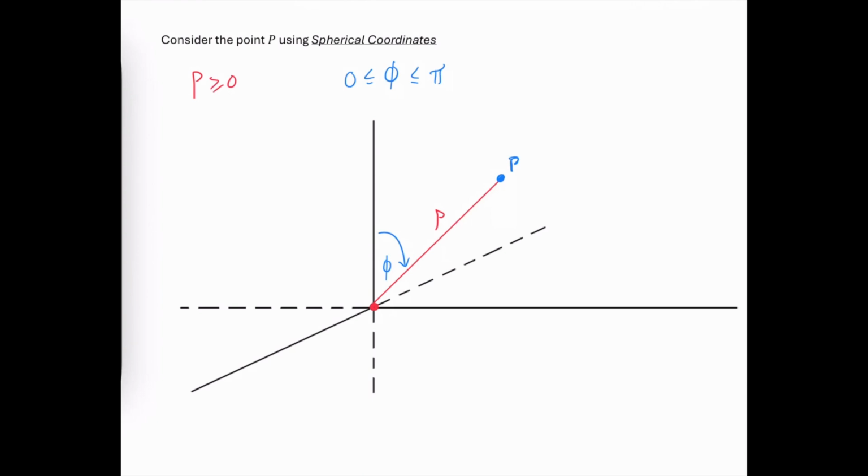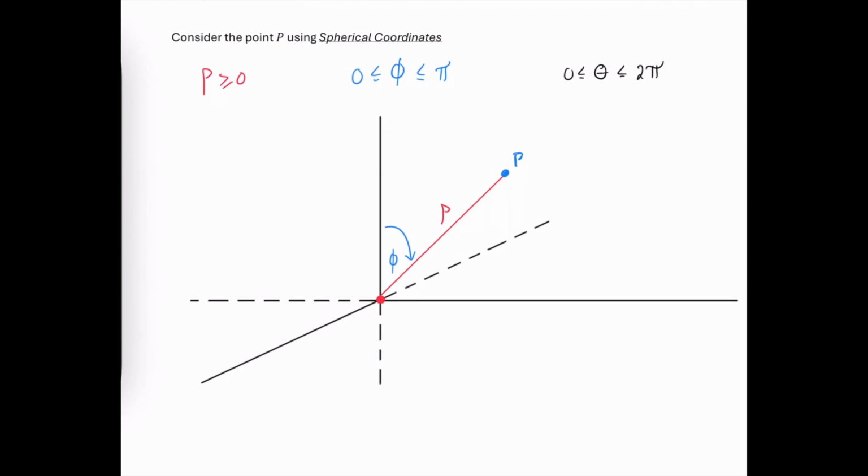Now the third coordinate that we're going to consider is the coordinate theta, which is going to go from 0 to 2 pi. And this value of theta is the same theta that we've seen in cylindrical coordinates. So if we drop a perpendicular down to the xy plane, the line segment that goes from that projection point to the origin is considered to be r, and theta is the angle measured from the positive x-axis back to that line segment. So this is our angle theta in here.